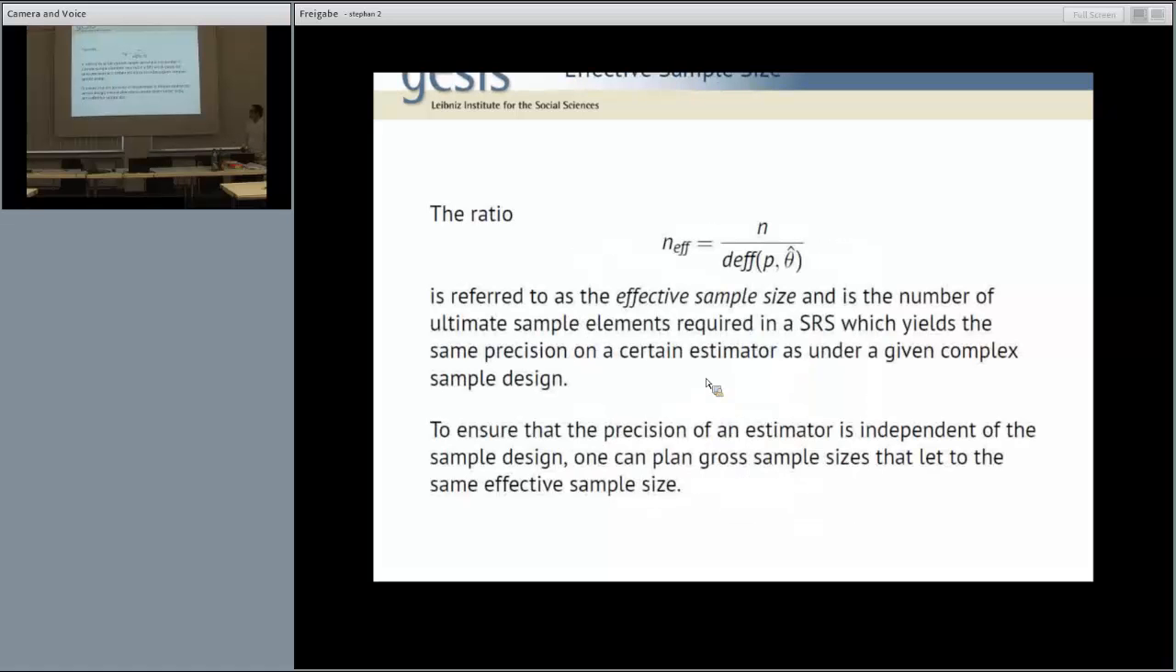Okay, now what's the effective sample size? Effective sample size is defined as the number of sampling units required in SRS which yields the same precision of a certain estimator as under the given complex sampling design. So how many units we have to draw to get the same precision under the current design? This can be less or more than the actual sampling design has. So n is the size of the current sampling design, and here is the design effect of the sampling design p, and it just gives an arbitrary estimator there. So that's it. And this factor is used to ensure the comparability of the different sample designs across the GESIS.